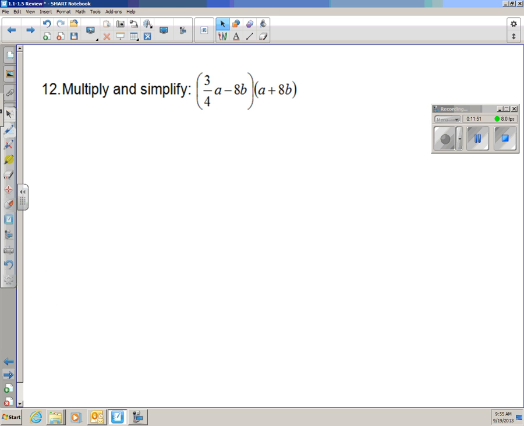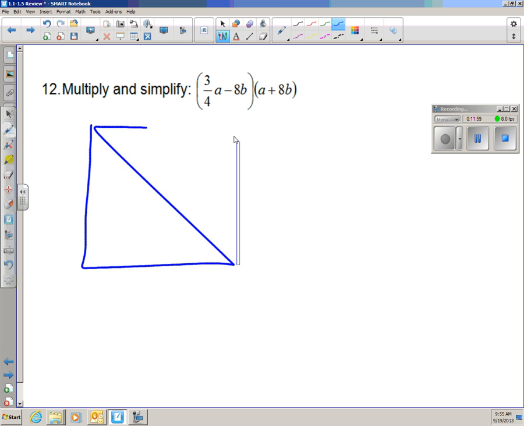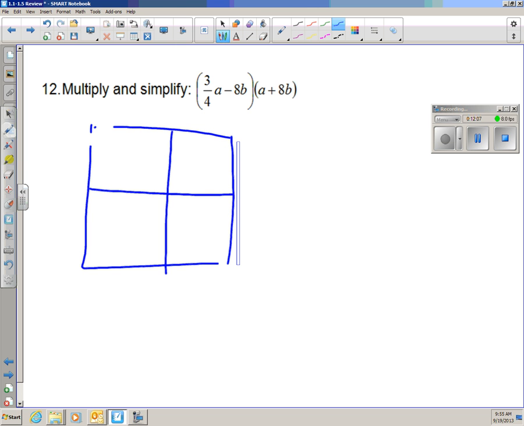Number 12, multiply and simplify. So again, we can go into a box. It's a 2 by 2. So if we box it, I don't know why there's a line going across this way. I'm going to box it this way. I'm going to go down, and I'm going to go over.